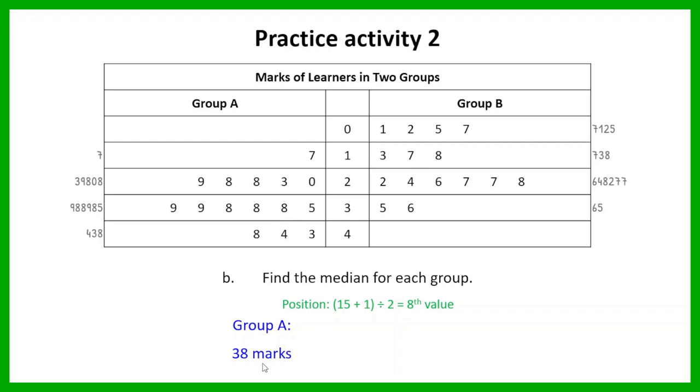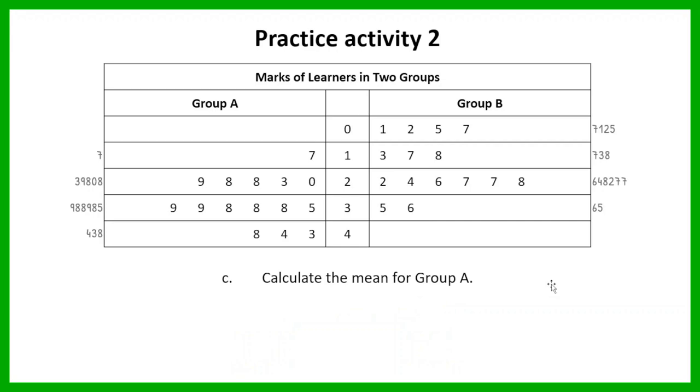Now let's have a look at group B. It's also going to be the 8th value, but we're starting over here and we're going 1, 2, 3, 4, 5, 6, 7, 8. So that is this 2 over here, which represents 22. So for group B, my median is 22 marks.